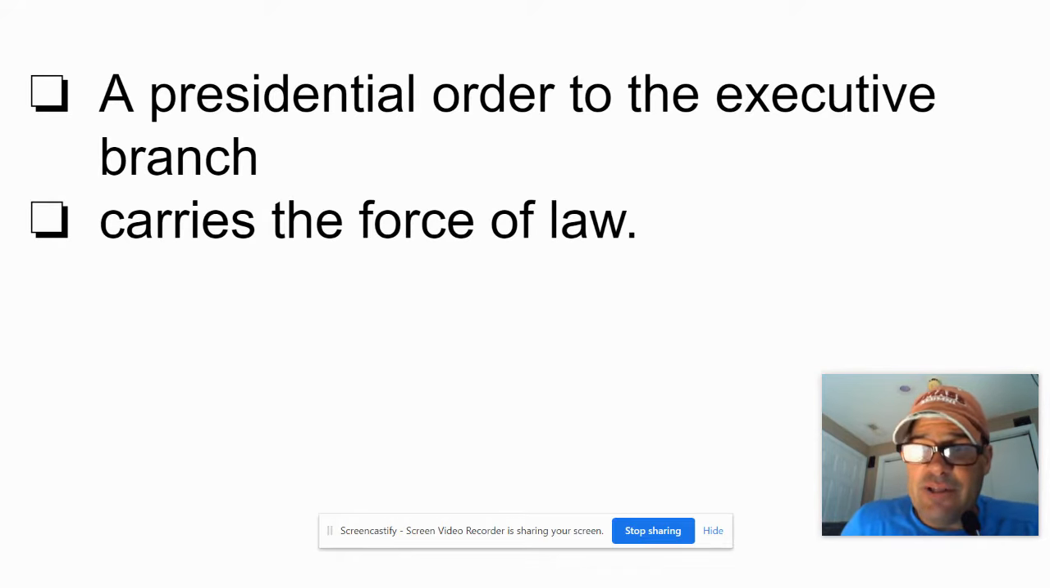It does carry the force of law. Now remember, the next president could just get rid of it. So Trump's asylum law, a president who comes after him could just say, no, you can ask for asylum anywhere in the United States. It doesn't matter.